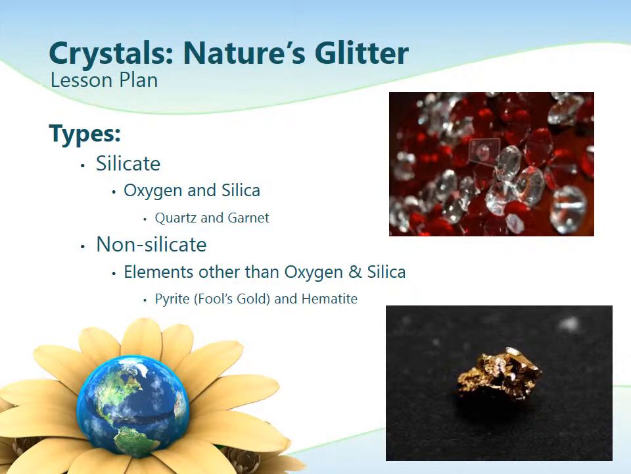So our lesson plan was that there are two types of elements. There's silicate and non-silicate when it comes to crystals. Silicate has oxygen and silica. Examples of that would be garnets and crystals, as you can see, the clear luster and the color. Now, non-silicate are elements other than oxygen and silica. They are like fool's gold that you see on this picture over here on your right, and hematite.